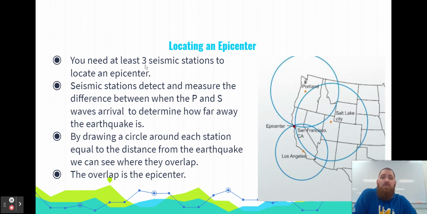Now, we need three stations to determine where the epicenter is because we need to see the overlap of all three stations. If we only had two stations, look at Portland and Salt Lake City here. If we only had these two stations, it would leave us with two spots where both of them overlap. But with the addition of our third station in Los Angeles here, we're able to see where all three overlap at that one point, which gives us the location of our epicenter.